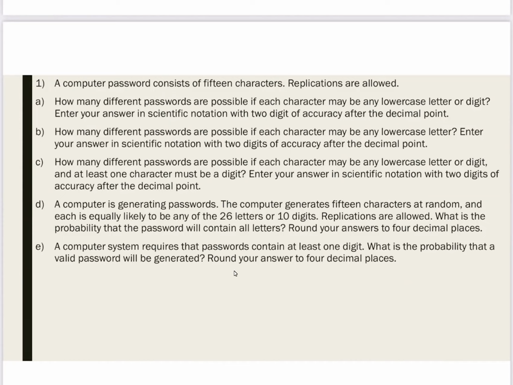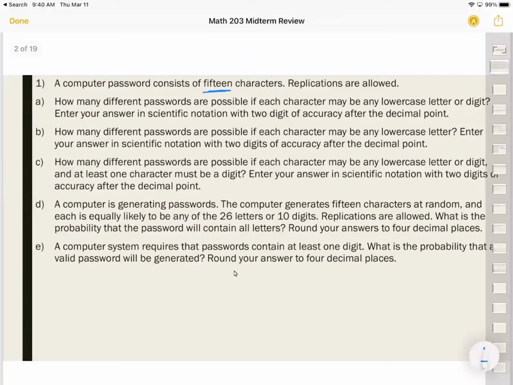A computer password consists of 15 characters. So we know that we need 15 different slots to create this password. Repetition is allowed. In how many different passwords are possible if each character might be any lowercase letter or any digit?